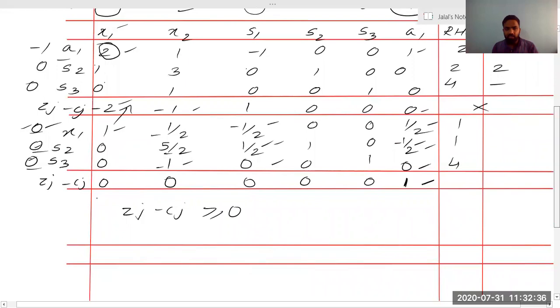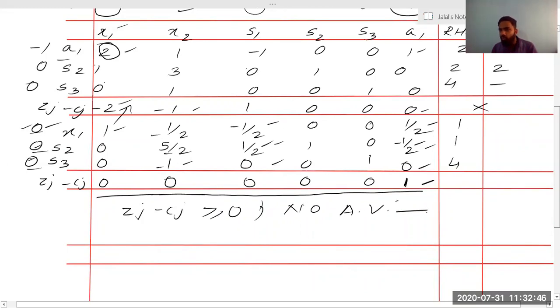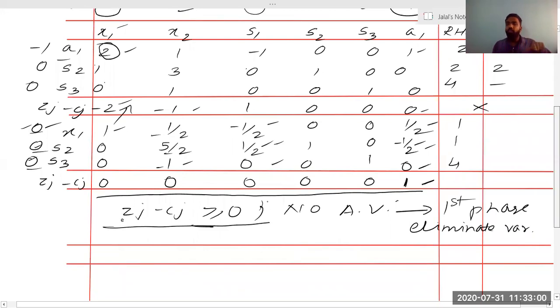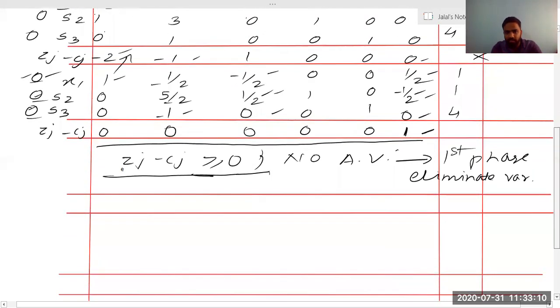All Zj minus Cj are greater than or equal to 0, and there is no artificial variable. So what do we do in the first phase? In the first phase, we try to eliminate the artificial variable. We have eliminated the artificial variable and made all Zj minus Cj non-negative. If Zj minus Cj had not been greater than or equal to 0, we would have carried on our calculation even after the artificial variable was removed. So this is our first solution. Just look at this solution.